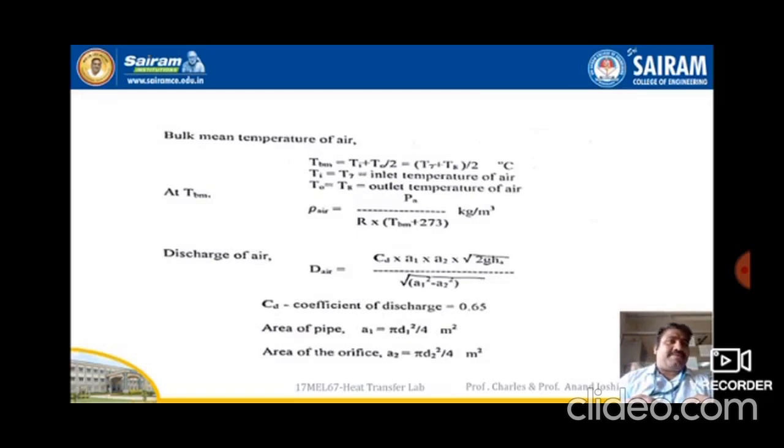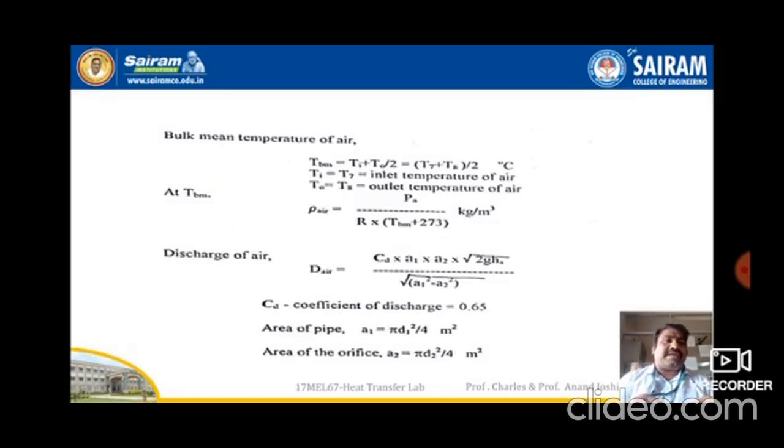Tbm is equal to (Ti plus To) divided by 2, meaning the average of the inlet temperature T7 and the outlet temperature T8, where Ti is the inlet temperature of the air and To is the outlet. To calculate the density of the air, use rho equals Pa divided by R into (Tbm plus 273) kg per meter cube.